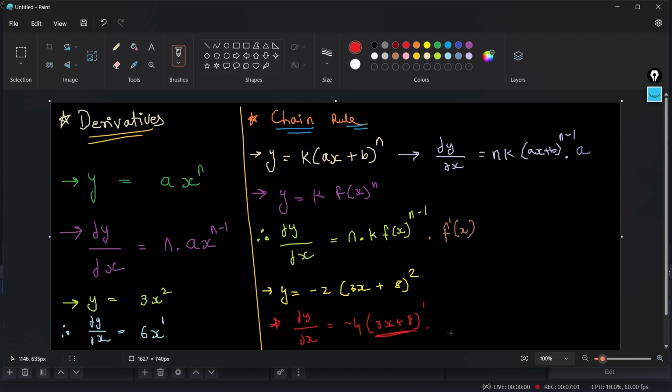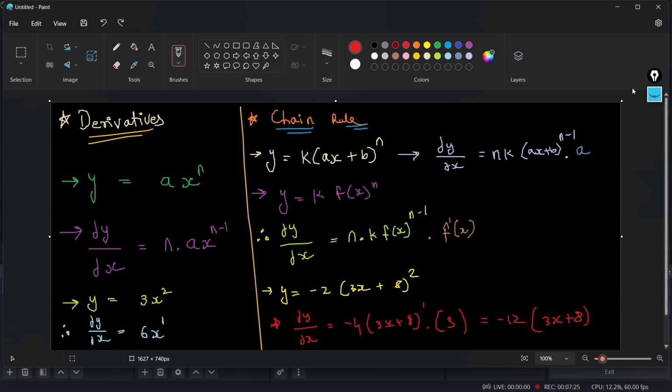So what is the derivative of 3x plus 8? 3x derivative is 3. 8 derivative is 0. So it's essentially into 3. So the final output will be minus 4 into 3 is minus 12 times (3x plus 8) to the power of 1. I can simply leave it as it is. So this is my final answer. So yes guys, that's how derivatives work, and this is how the chain rule works.